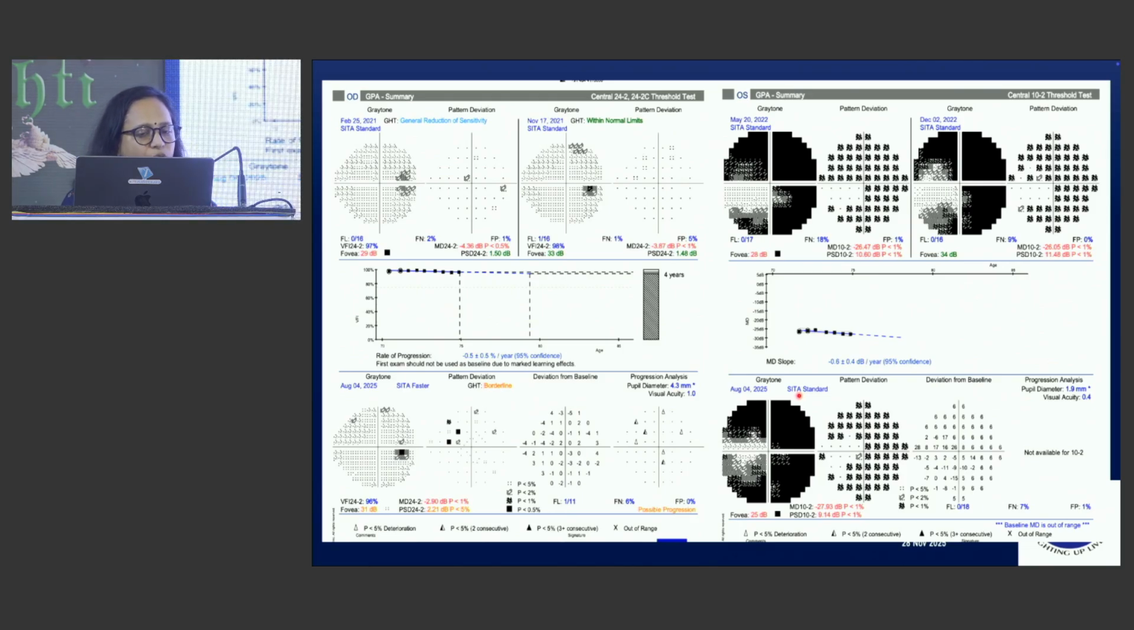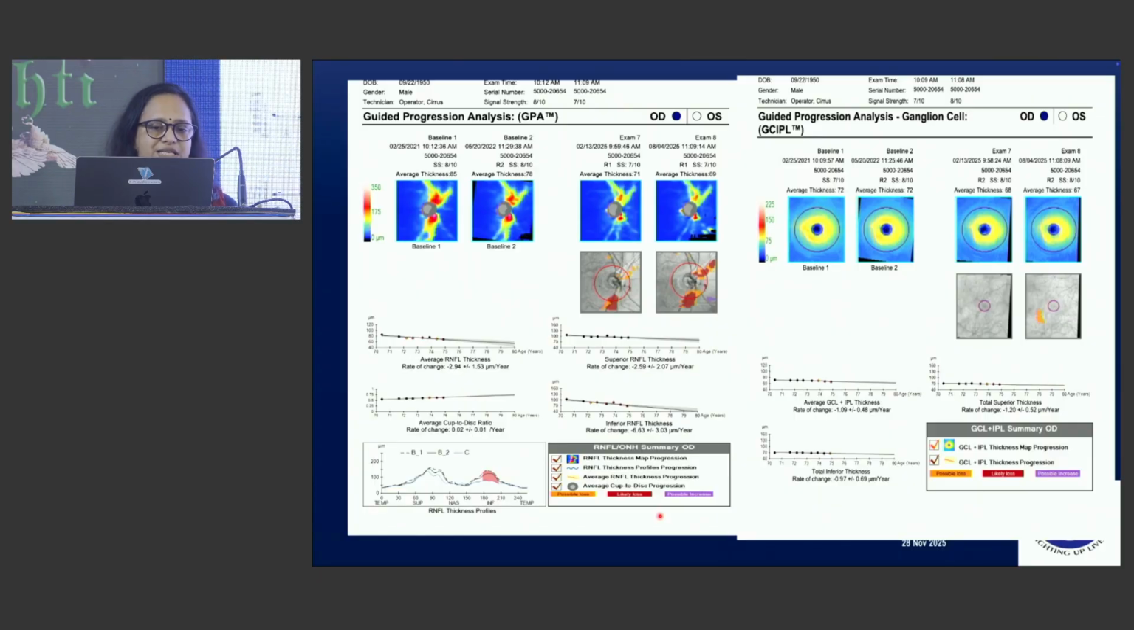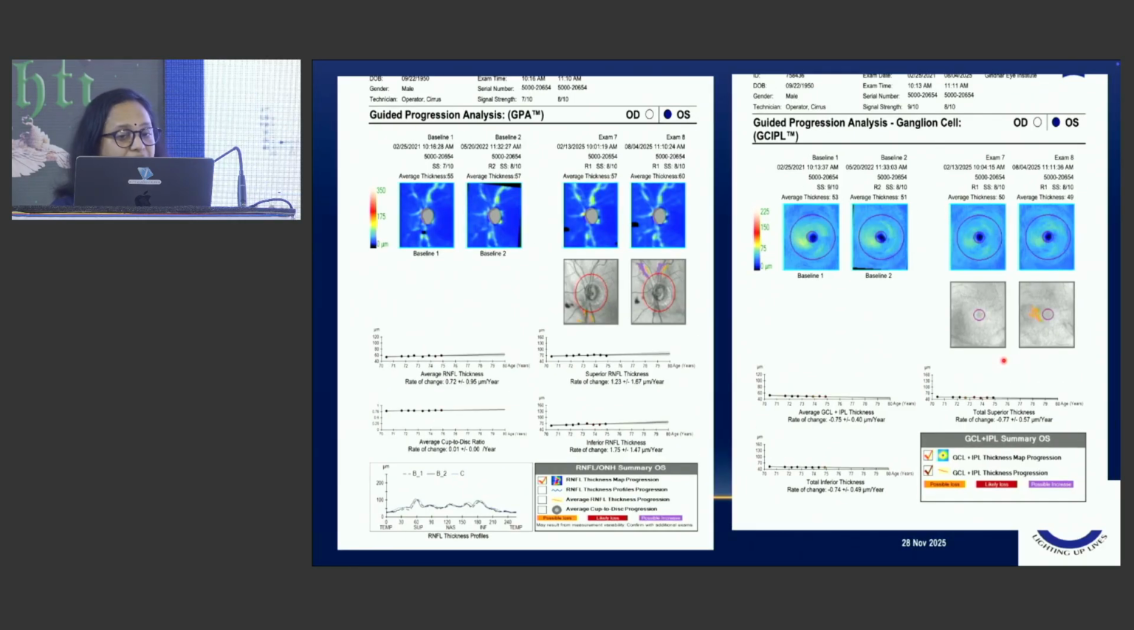And this is the guided progression analysis of perimetry, which in the trend analysis is almost normal or stable in the right eye, but in the event analysis, it is showing a possible progression. The left eye has advanced damage, which is almost stable in the perimetry. However, OCT RNFL was showing an early progression. Even the GCL is showing a progression in the right eye. The left eye is almost stable.